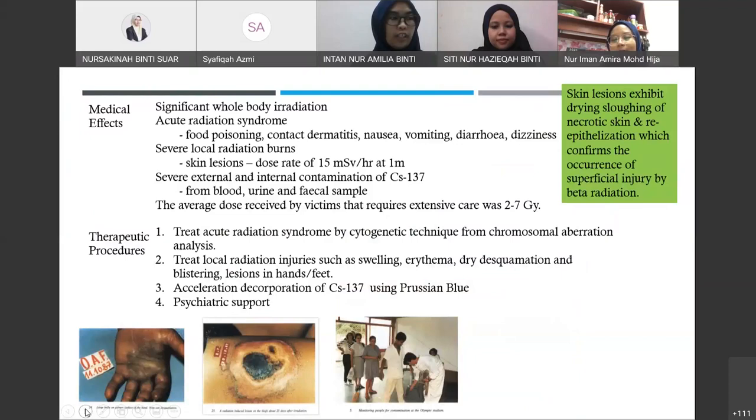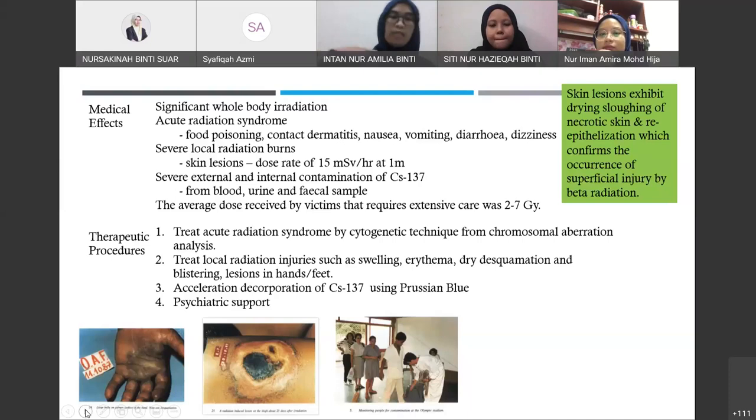There was significant whole body irradiation, acute radiation syndrome, severe local radiation burns, and also external and internal contamination of cesium-137. The skin lesions exhibit the drying and sloughing of necrotic skin and re-epithelialization, which confirms the occurrence of superficial injury by beta irradiation. And the contamination actually decreases through the sloughing of this necrotic skin. Localized burns were treated using aloe vera and analgesic solutions. There were also therapeutic procedures to combat those medical effects.